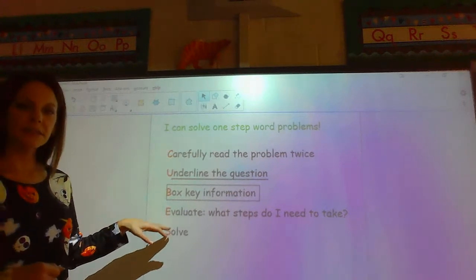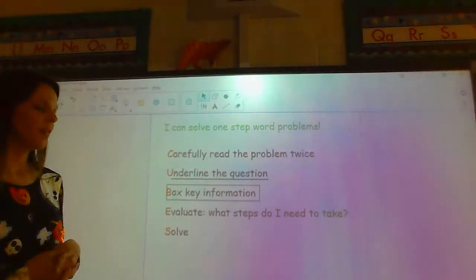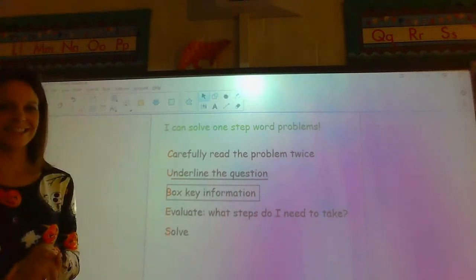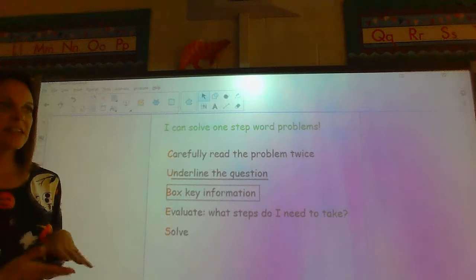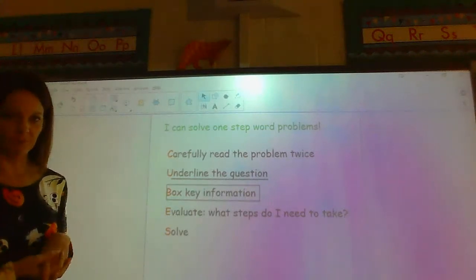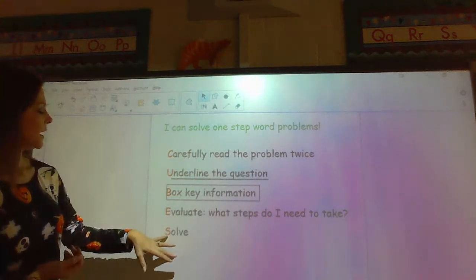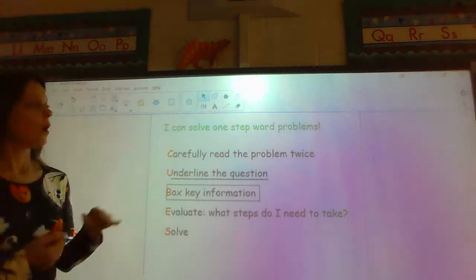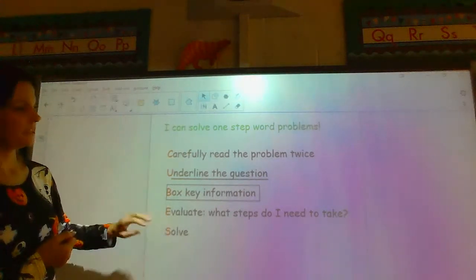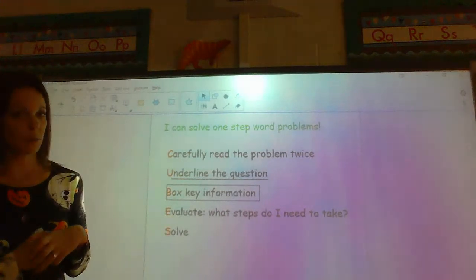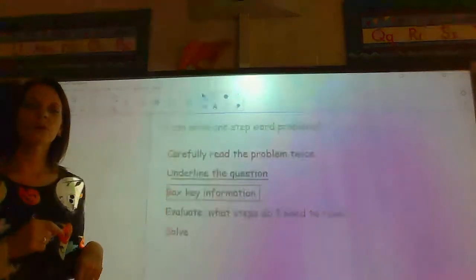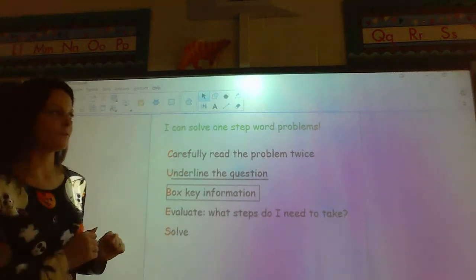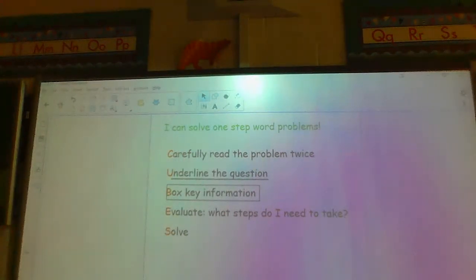Our E stands for evaluate. Well, that's a big word. What it means is, what steps do I need to take? So you need to decide, how do I go about solving this? And then finally, we solve and check our work. We are going to use cubes today as we continue to solve our word problems, and we're going to focus on the process and what we do to solve. We're going to do a few together right now.